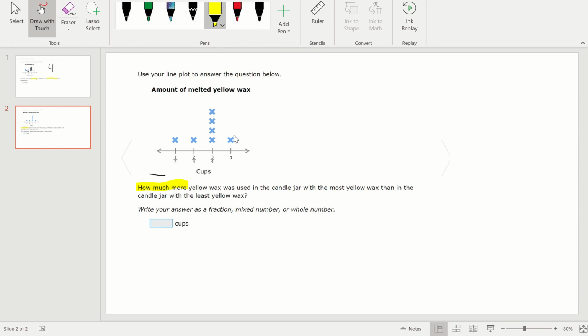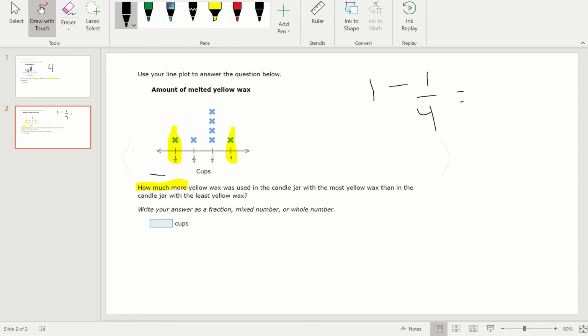And the cup with the most was 1. And the cup with the least is 1/4 here. So that means we're going to be taking 1 minus, I need to use my finger, 1/4. Okay? Now, some of us could do that in our brain, but we may need to change one of these to look like the other.